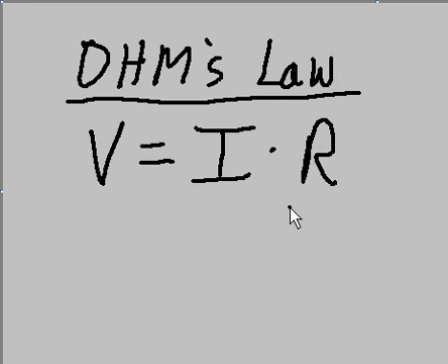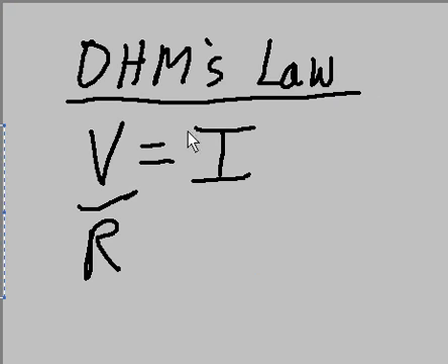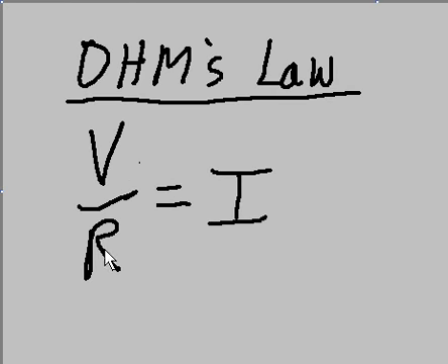How do you do that? Well, you divide both sides by the variable that you know. In this case, R. And you divide by R here and by R here on both sides of the equation. What does that do? That cancels out this guy, and now I is isolated, which is what you wanted. And if you have these two quantities, voltage and resistance, now you can figure out I.